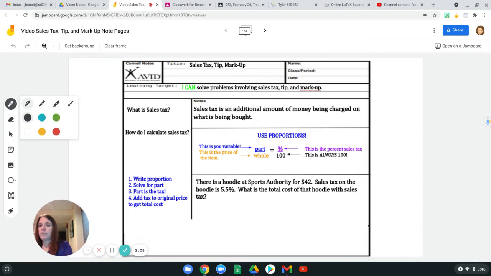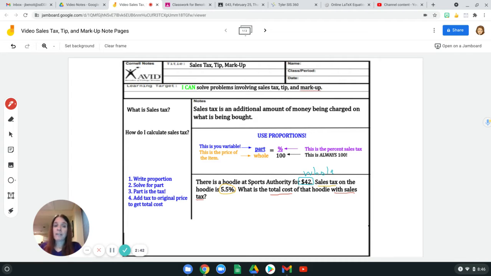Okay, so what do we know? Well, we know the cost of the hoodie on that price tag is $42. So that's your whole. And then we also know the sales tax is 5 5/10%. So that goes where your percent goes. What are we looking for? We're looking for that total cost with the sales tax. So not just the price on the tag, but what else we have to pay because of that tax.